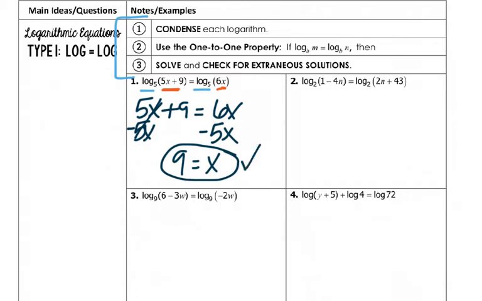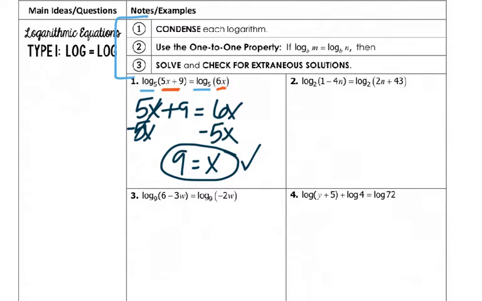So you can just plug 9 into both sides. Sorry, not in your calculator. 9 on both sides with your 5 times 9 plus 9, and then 6 times 9. And you know that they equal. Since they both equal 54, we know that it is actually a solution to the equation.